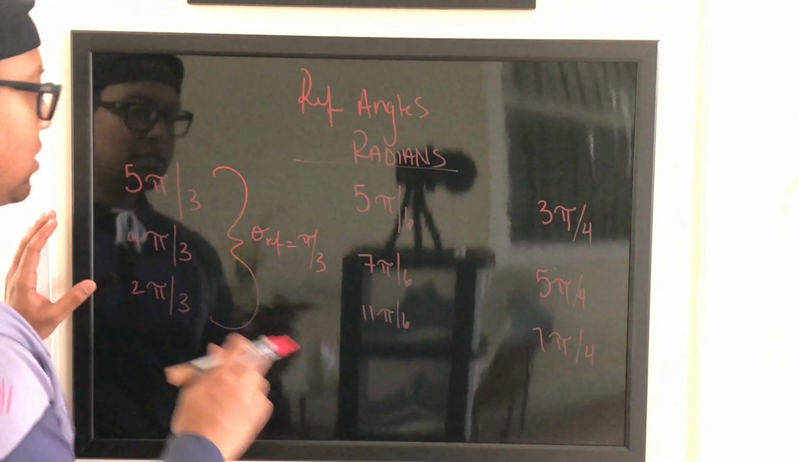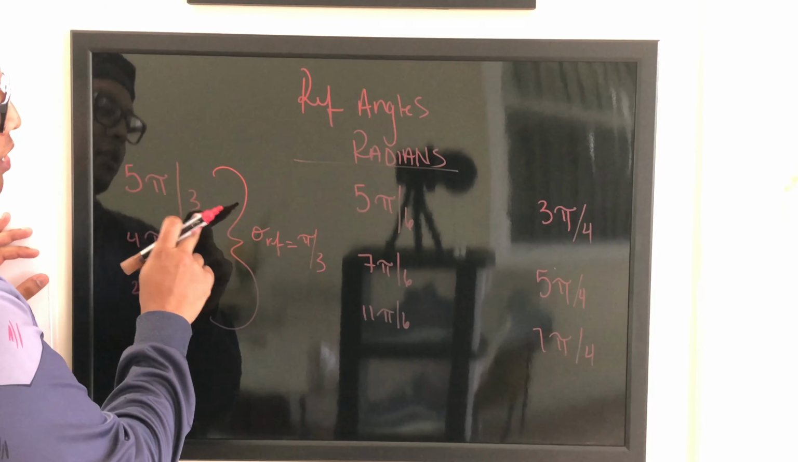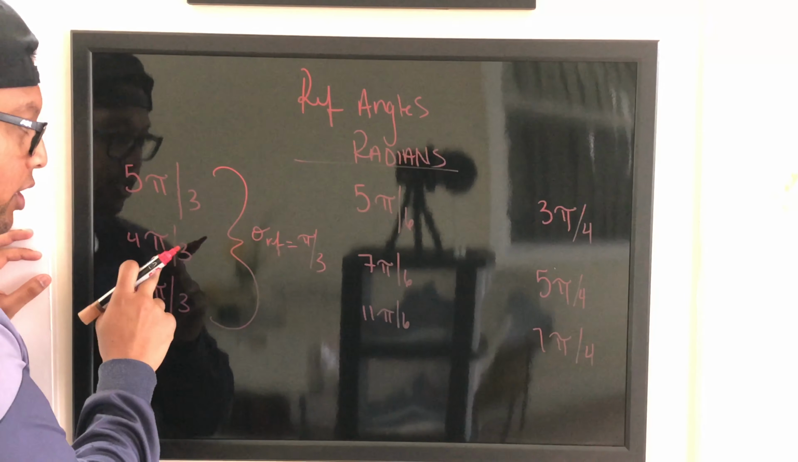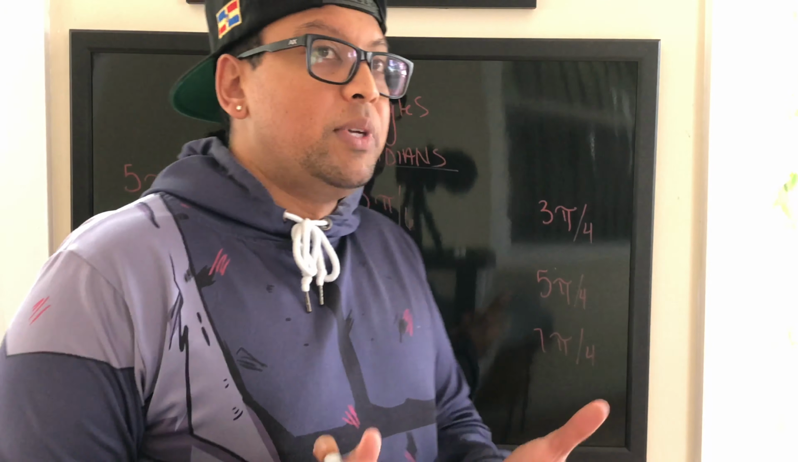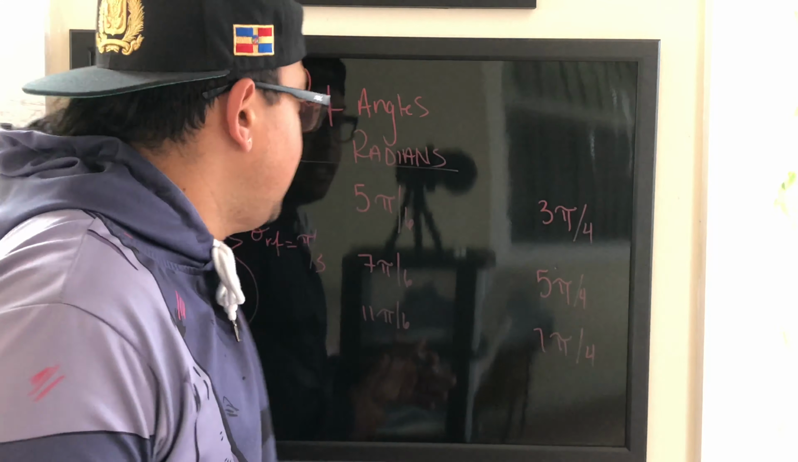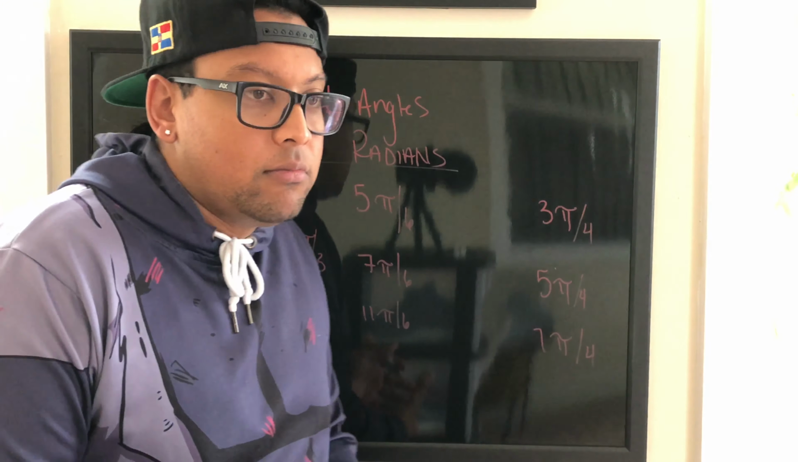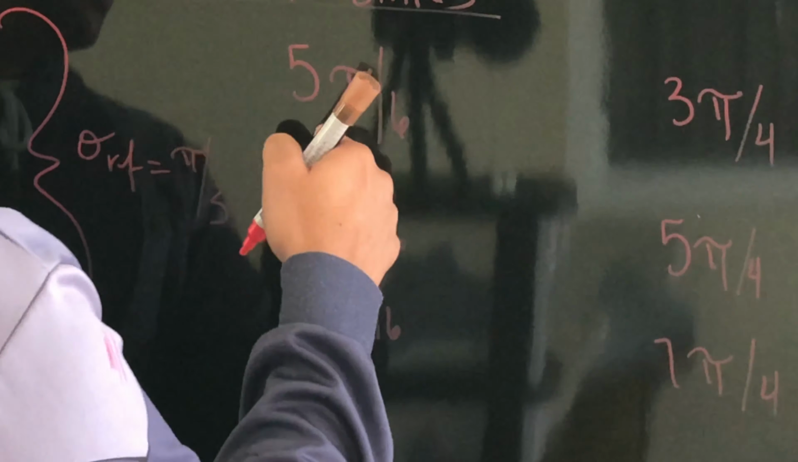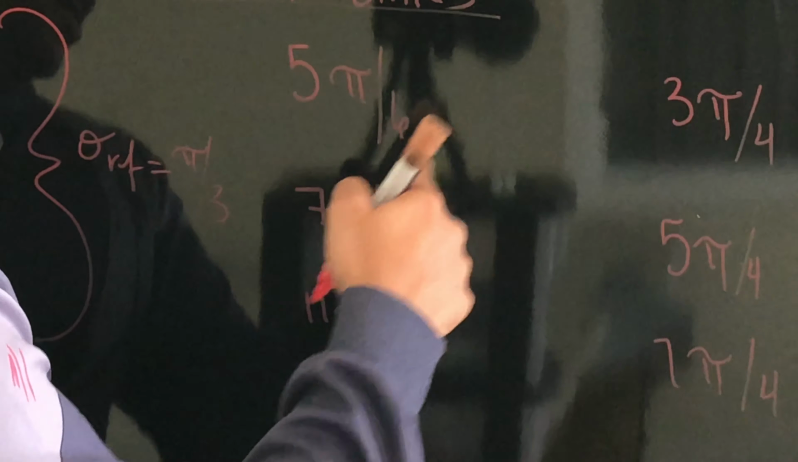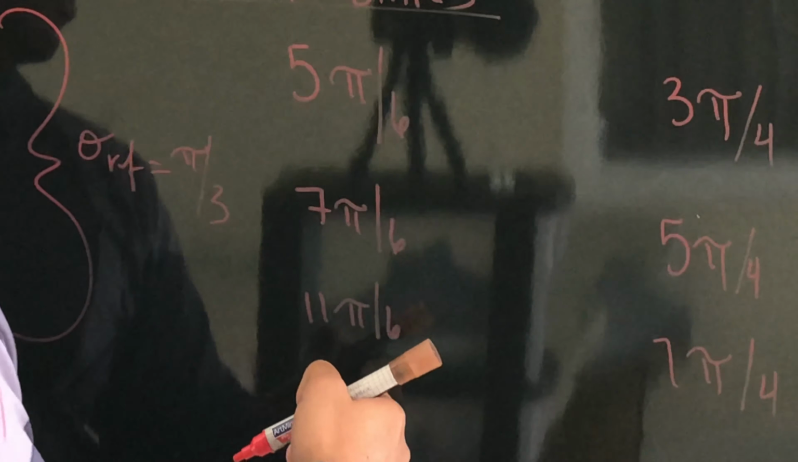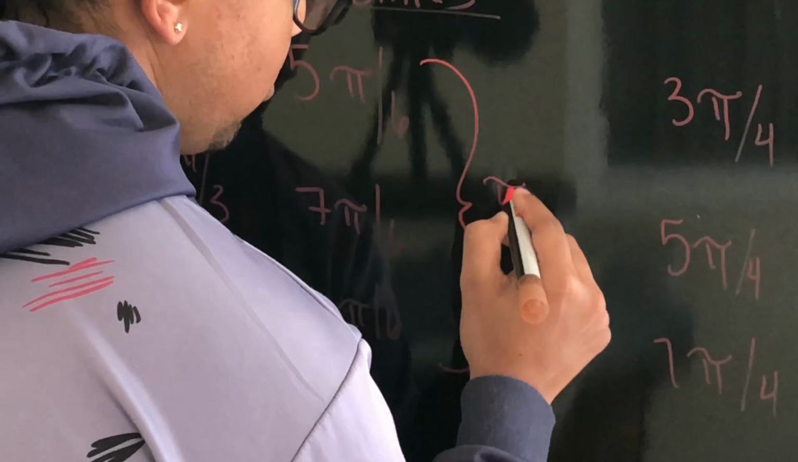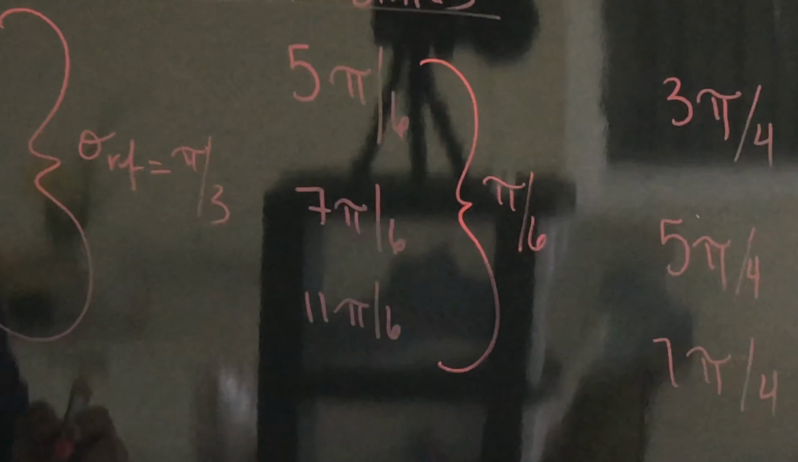Because if you were to solve this, this is 180. 180 divided by 3 is 60. 5 times 60 is 300. If you subtract 300 from 360, you get 60 degrees. Well, pi over 3 is what? 60 degrees. Makes sense, right? The same thing here: you're going to get 5 pi over 6, 7 pi over 6, 11 pi over 6, and for all of these, the reference angle is, you guessed it, pi over 6.